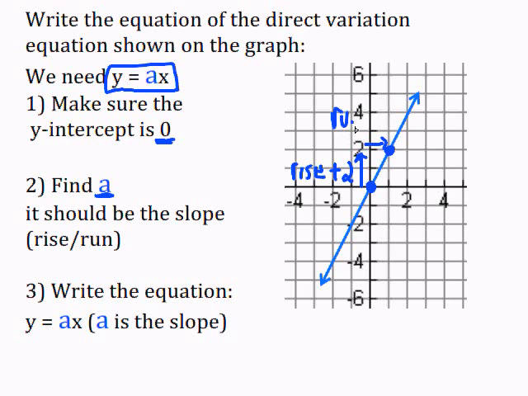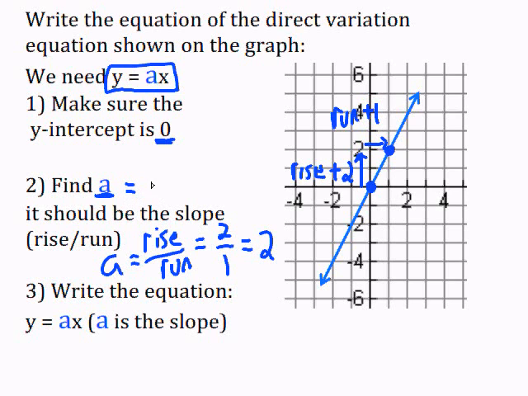And our run is a positive 1 since we went to the right 1. So our rise over run is 2 over 1, which is also your a value. 2 over 1 can be reduced to just 2 because 2 divided by 1 is 2. So that means that a is equal to 2.